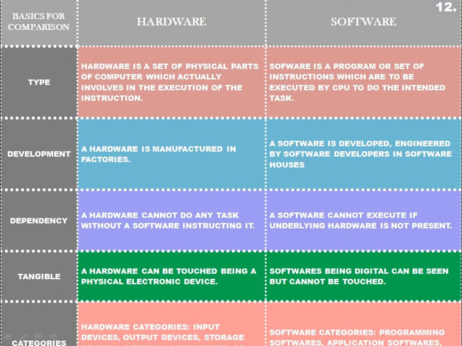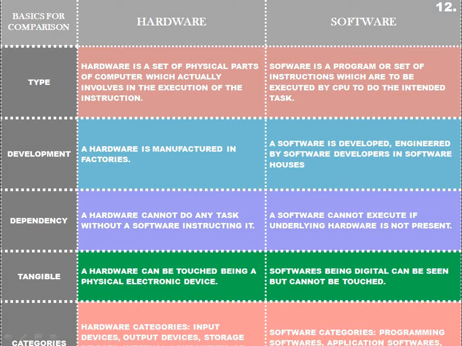A hardware can be touched being a physical electronic device. That is obvious that hardware is a tangible device which can be touched by the user, while softwares are not tangible. Softwares being digital can be seen. A user can see the interface or options or instructions of a software, but the user cannot physically touch the software. A software is just present in the soft form, it is intangible.